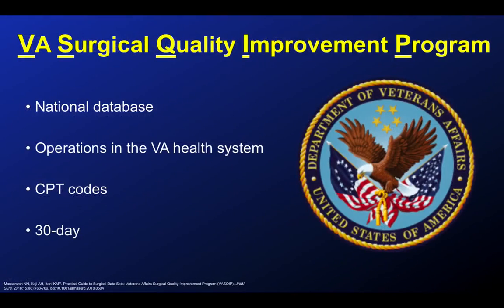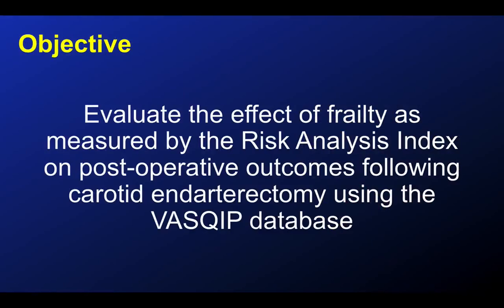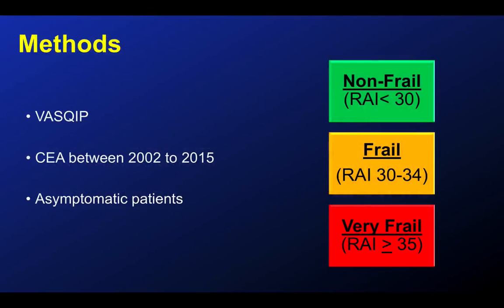The Veteran Affairs Surgical Quality Improvement Program, or VASQIP, is a national database that houses information about patients who undergo operations in the VA health system. It uses CPT codes and has information about 30-day outcomes, including morbidity, mortality, length of stay, readmission, and reoperation. The objective of our study is to evaluate the effect of frailty as measured by the RAI on postoperative outcomes following CEA.